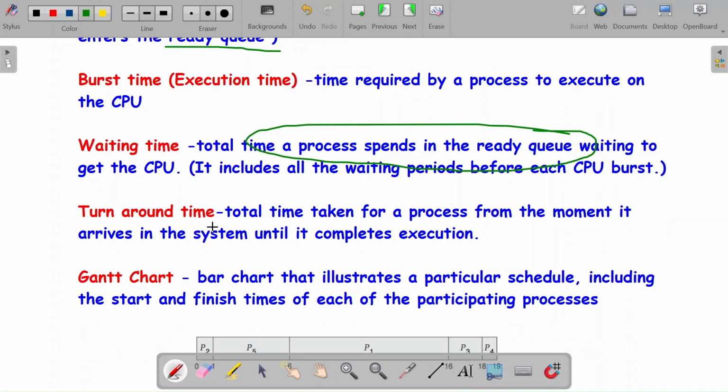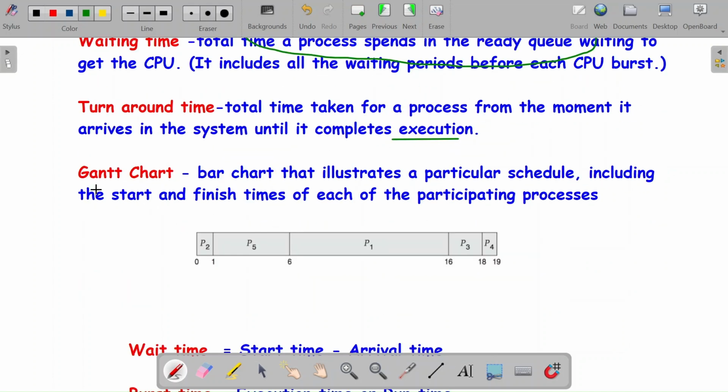And turnaround time. Turnaround time is the total time for a process from the moment it arrives in the system until it completes. So it enters into the ready queue. When I've arrived, I want the CPU, and how long until I complete? It includes how long I am waiting, how long I am served by the CPU, and everything it encompasses. So turnaround time includes arrival to completion.